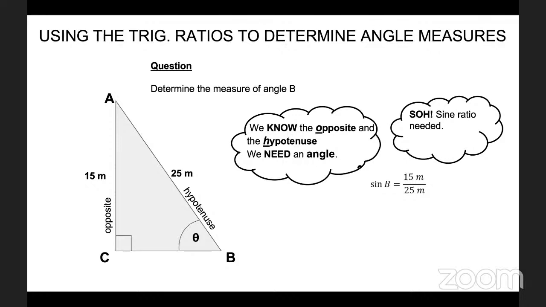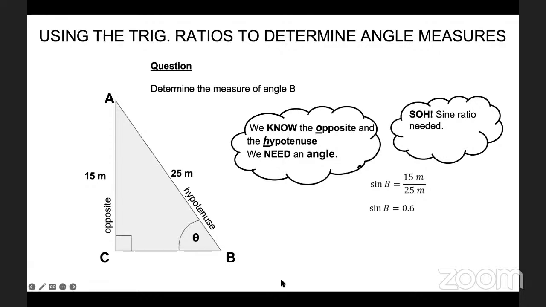All right. So we have the value for the opposite, 15 meters, the value for the hypotenuse, 25 meters, and we want to find the angle B. Let us continue. We can work out the calculation there. So 15 meters divided by 25 meters gives us 0.6.